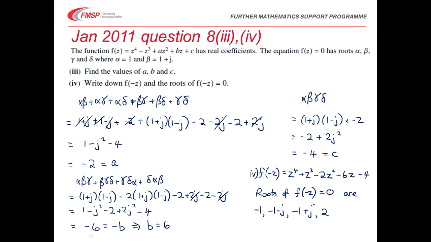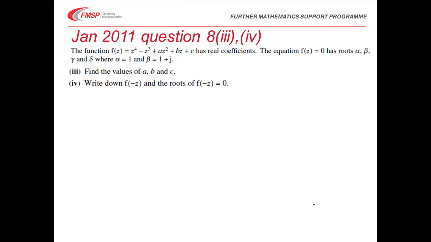Let's have a look at the alternative method for part 3. This is using factors from the roots that we've got and then just multiplying it all out to find the function. So the root 1 gives me a factor z minus 1, and the root minus 2 gives me a factor of z plus 2. The root 1 plus j gives me a factor of z minus 1 plus j, and the root 1 minus j gives me a factor of z minus 1 minus j.